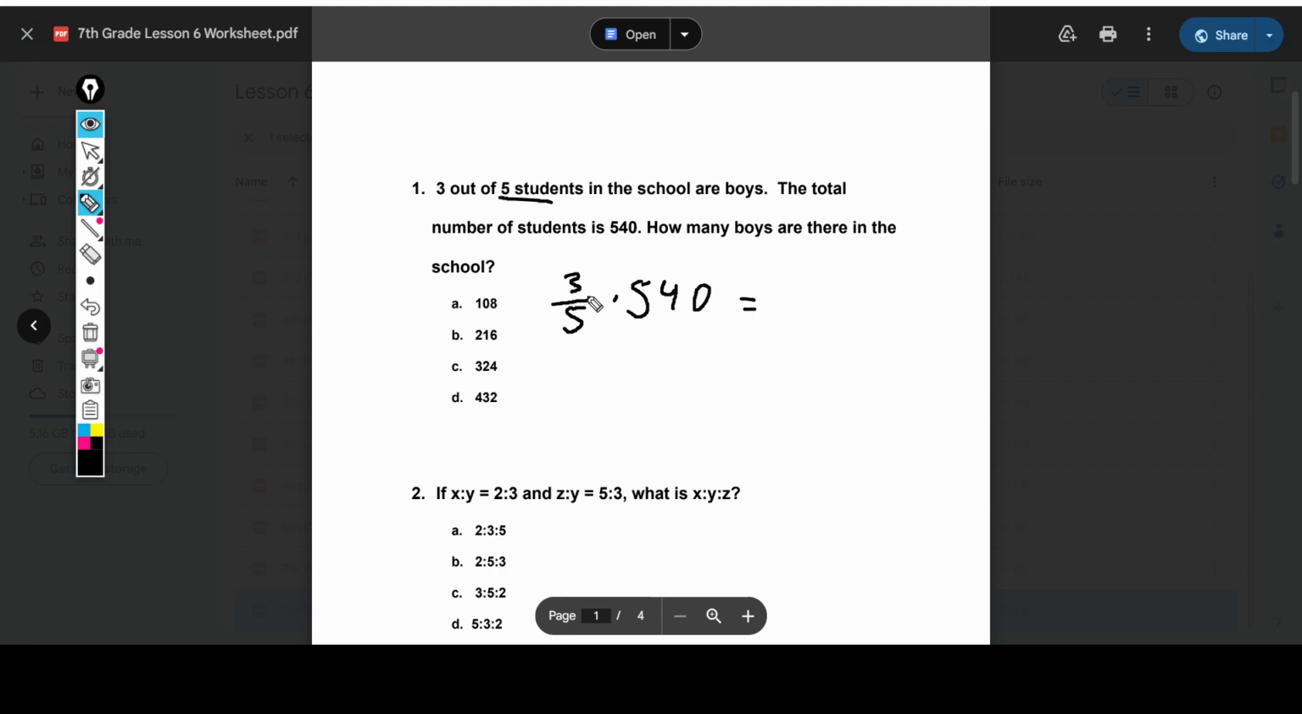And when you do this, 540 divided by 5, well, that's 108. So this is the same as 3 times 108. And that is equal to 324. So your answer is C.